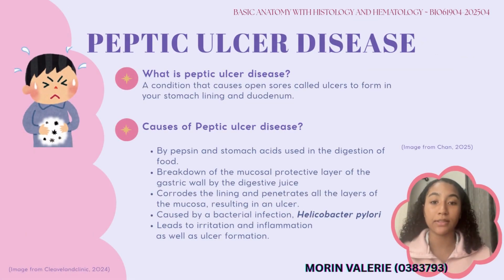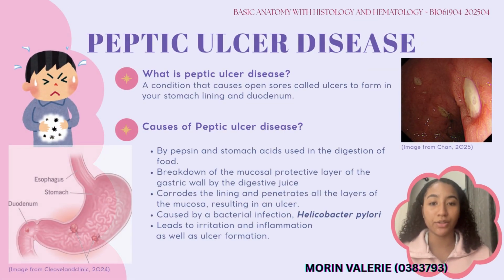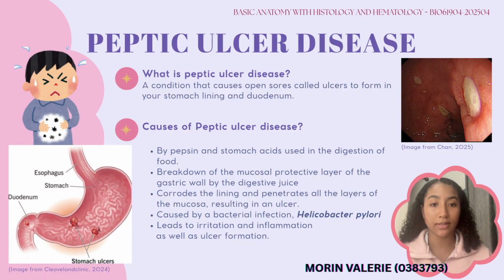Let's talk about peptic ulcer disease. Peptic ulcer disease is a condition whereby open sores called ulcers form in your stomach lining and duodenum. This is caused by pepsin and stomach acids used in the digestion of food, which break down the mucosal protective layer of your GI tract, corrode the lining, and penetrate all the layers of the mucosa, which results in an ulcer.